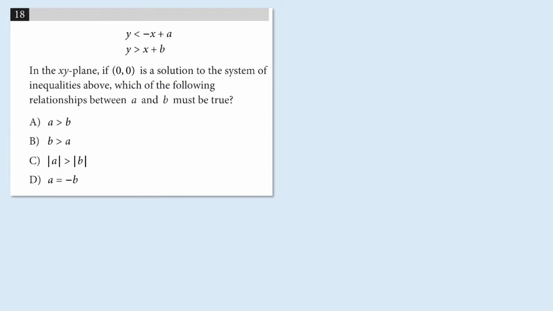All right, so here's a multiple choice question from the College Board. It comes from section 4 of the SAT math test, which is a section that does allow calculators. So let's have a look. I'm given two inequalities, and then the question says, in the xy plane, if (0, 0) is a solution to the system of inequalities above, which of the following relationships between a and b must be true? And I'm given 4 choices.